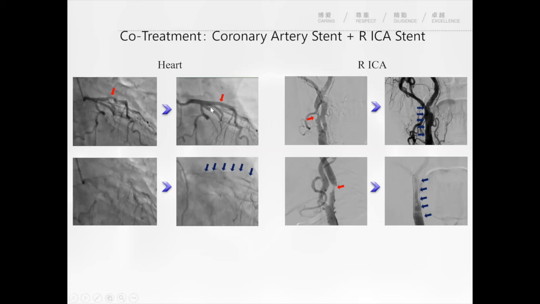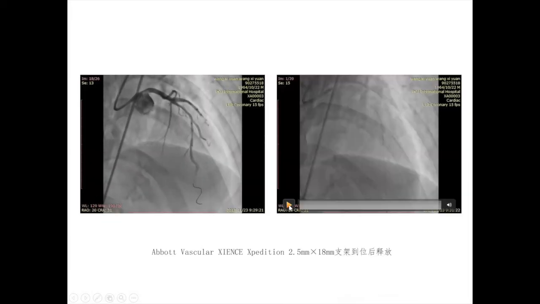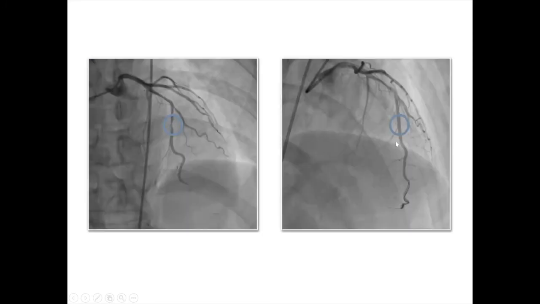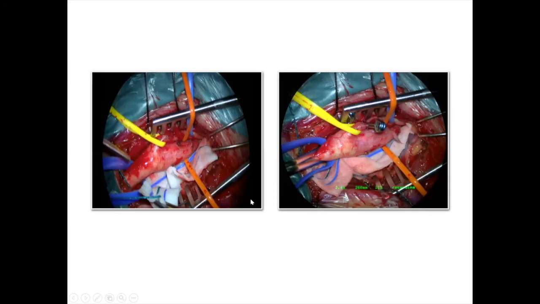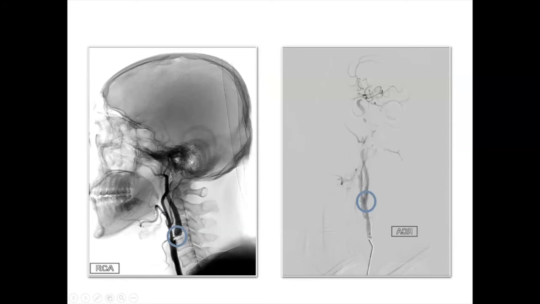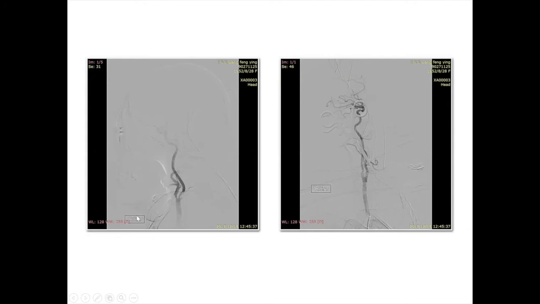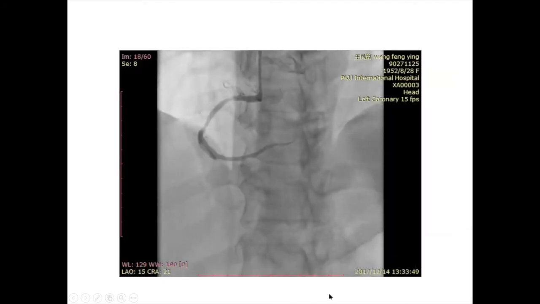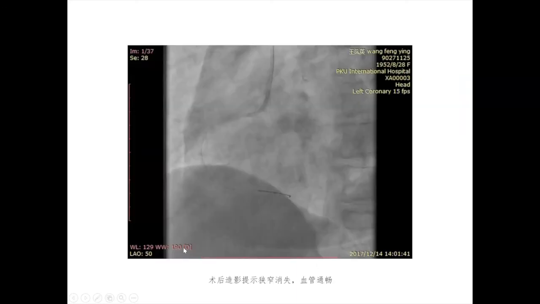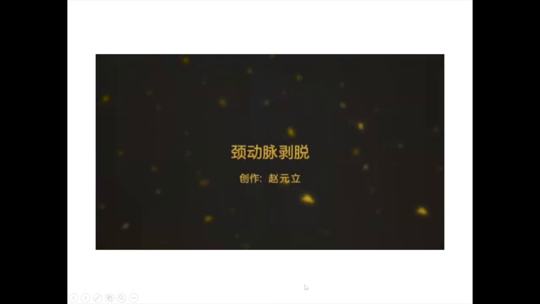Like this one, for the heart problem, we can put a catheter. And then also we put a stent for the carotid artery stenosis. Like this is the heart, before treatment and after treatment, and then followed by the carotid artery surgery. This is before the surgery, and after. Here's another case. Heart problem solved and followed by the carotid artery surgery.